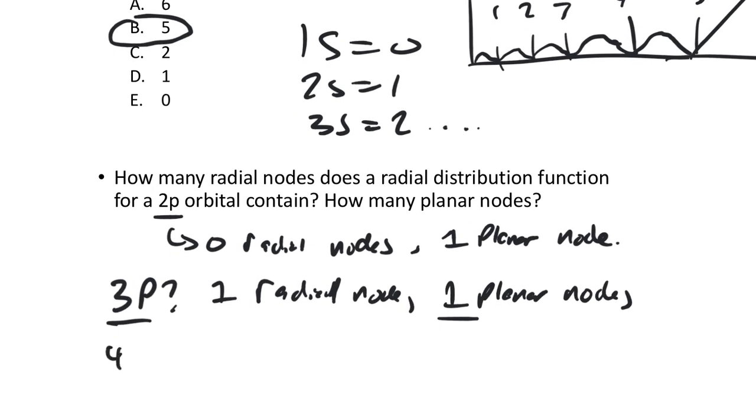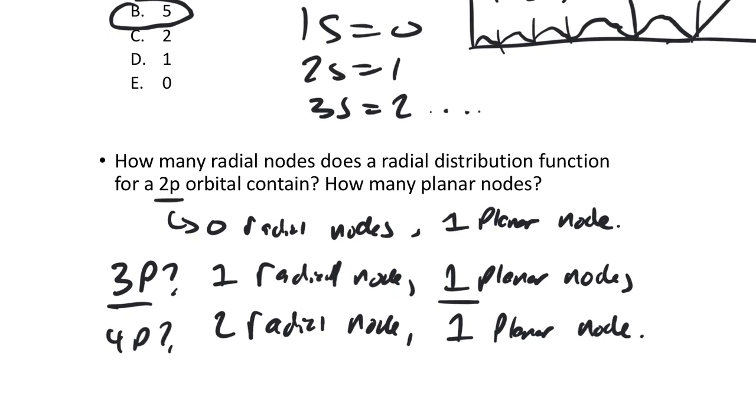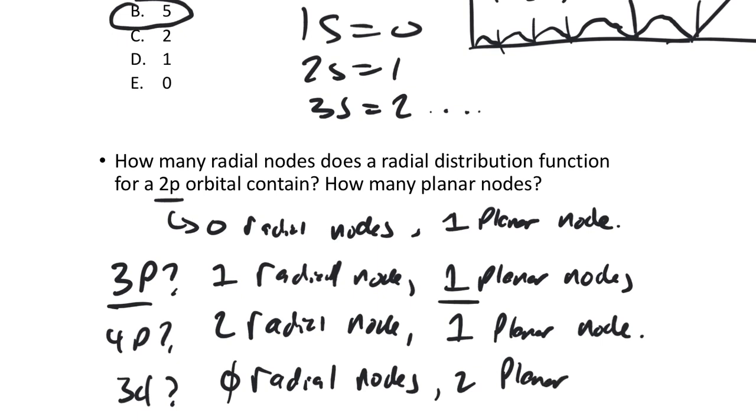Just to go a couple more quick examples, a 4p would be, again, pick up the 2nd radial node and still have the 1 planar node. And just to hit a d, and I don't think we'd really even ask about the d orbitals, but just for brevity, we'd have 0 radial nodes because that's the first possible d orbital. And 2 planar nodes.